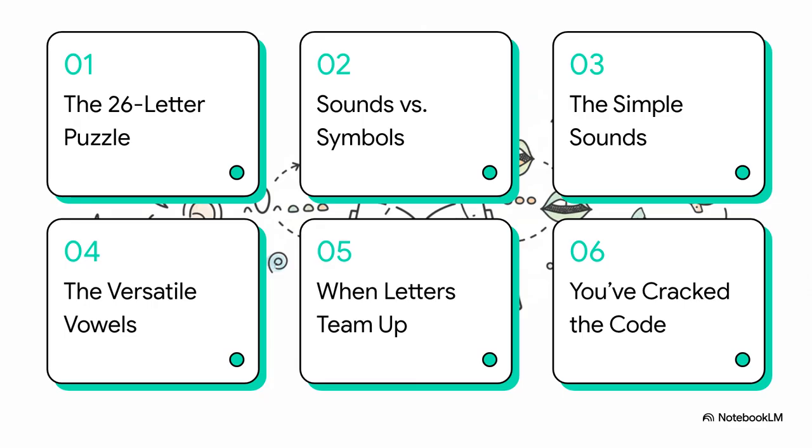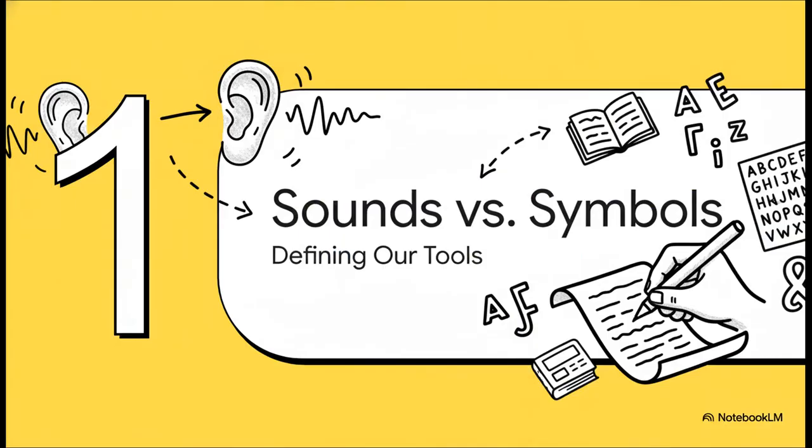So, here's how we're gonna tackle this. We'll start by sorting out sounds versus symbols. Then we'll look at the simple sounds, move on to those tricky vowels, and finally see what happens when letters team up. By the end, you'll be a regular code breaker. All right, first things first. Before we can crack the code, we need to know what our tools are. And that means getting really clear on the difference between the sounds we hear and the letters we see.